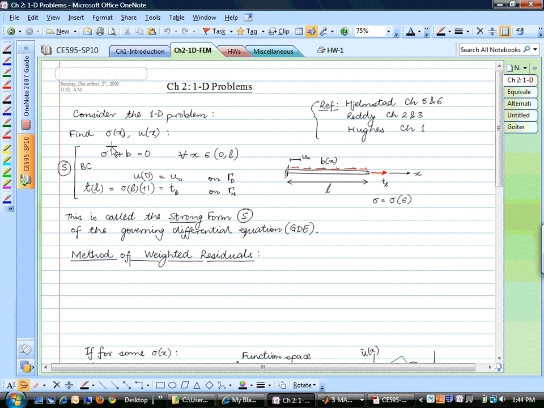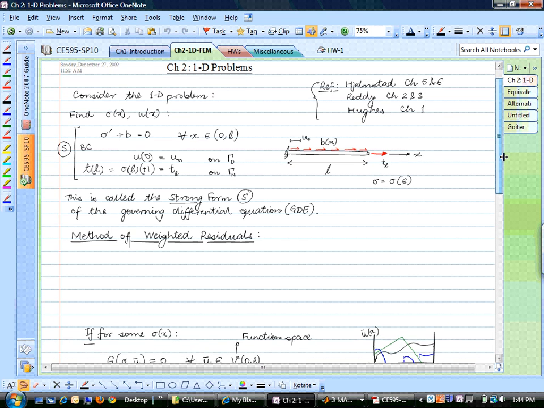Okay, so here's the problem statement. Again, we are trying to solve this equation, div s plus b, in one dimension, and we have some body force and some end traction. At the left end, we also have a displacement boundary condition. This form, a differential equation along with its boundary conditions, is called the strong form of the problem, or sometimes just the governing differential equation, governing because it governs the behavior of this problem.